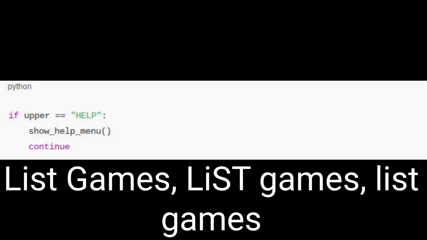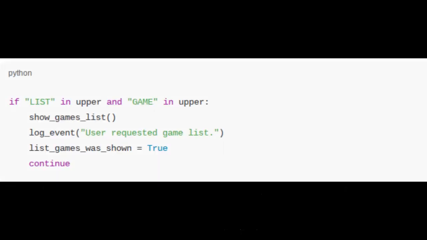So if someone types "list games" or "list games," we normalize it to uppercase and record it. Show help menu just prints a friendly list of what they can do, perfect for classmates who are brand new to command line style interaction. List games and the no boring choices twist.